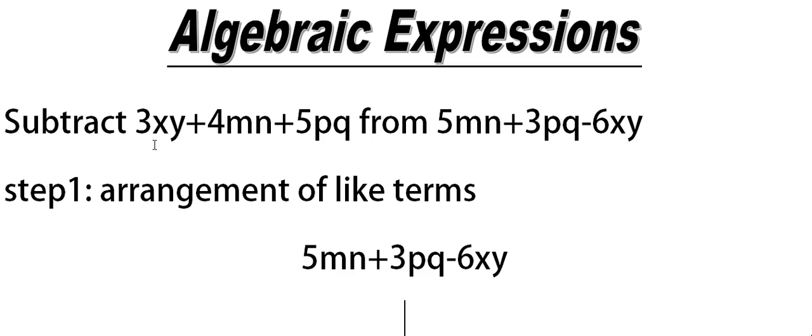Now the first term is 3xy, and 3xy does not show any sign in front of it. When a term does not show any sign in front of it, it is always assumed to be plus. So I will write plus 3xy just below the xy term. The xy term in the first expression is here, so just below it I will write plus 3xy.